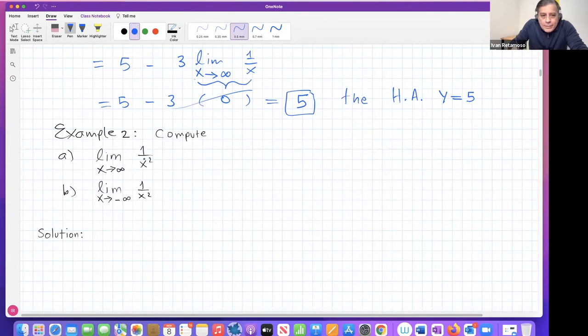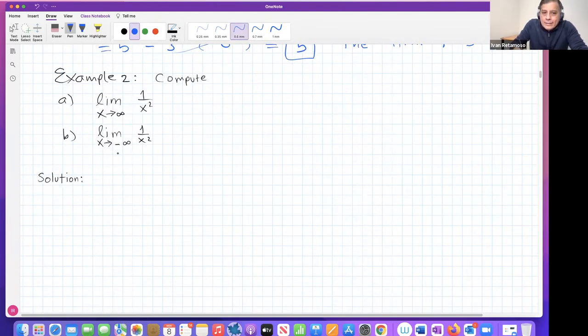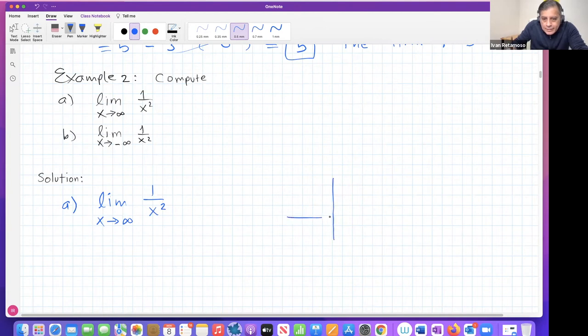Suppose they say compute this limit, the limit of 1 over x squared as x approaches infinity, and then the limit of 1 over x squared as x approaches minus infinity. Okay, so the solution here, let's start with A. What will be this limit? Well, we have a tool to graph, so let's use our graphing tool. The graph of the square of the reciprocal function is just this graph. It looks like a volcano, right? This is the graph of y equals 1 over x squared.